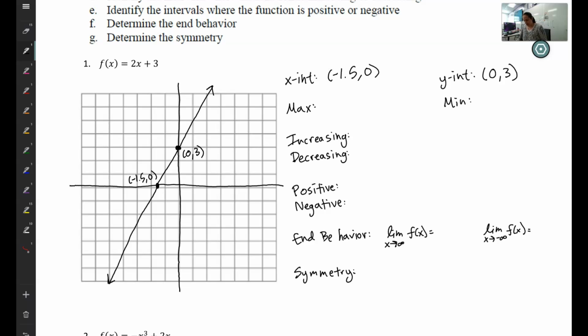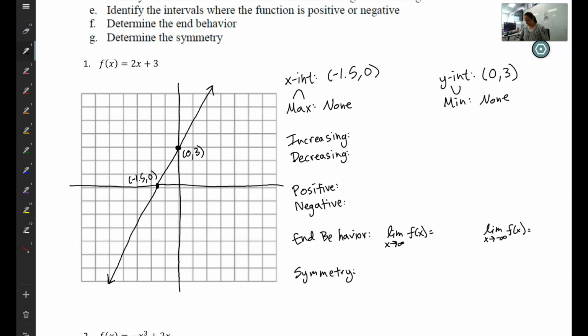Maximums and minimums. It's where you have a y value that is less than or greater than all the ones around it. Usually, maximums look like a hill and minimums look like a valley. So if we look at this graph, I don't have any max or min. So I'm just going to put none.